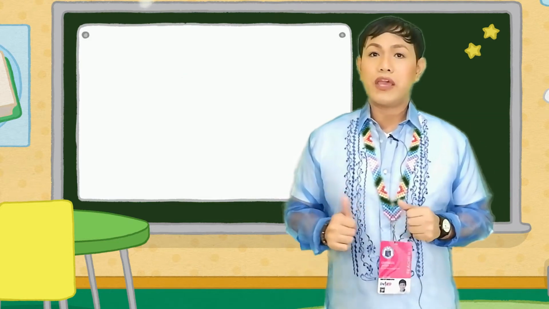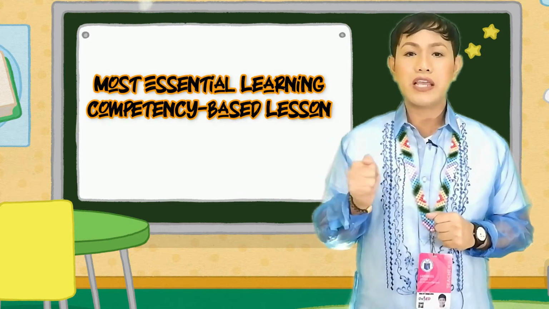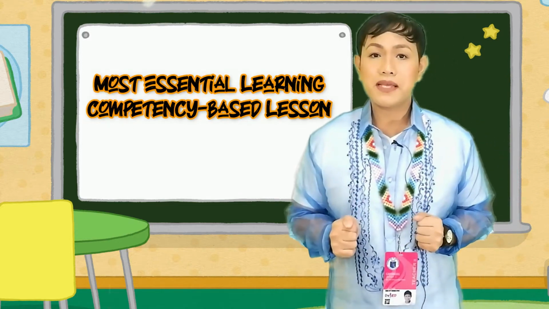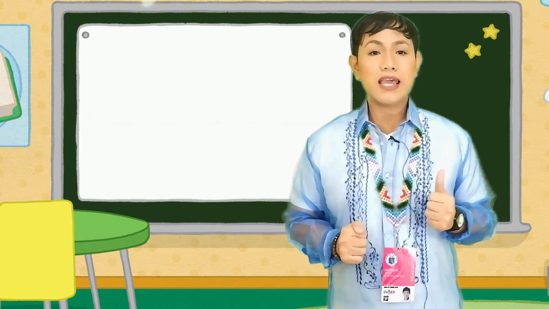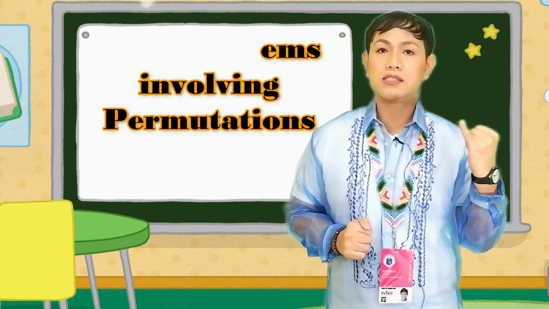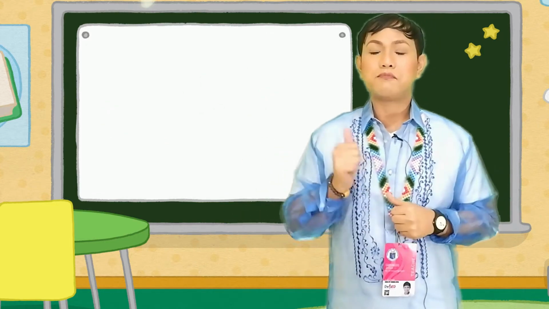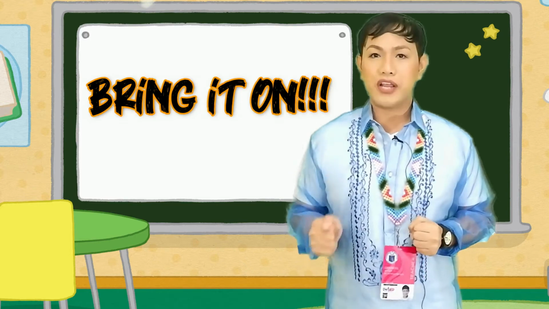Our lesson for today is based on the most essential learning competency of the Department of Education, which is to solve problems involving permutations. So, what are we waiting for? Let us start. So break a leg and let's all bring it on.